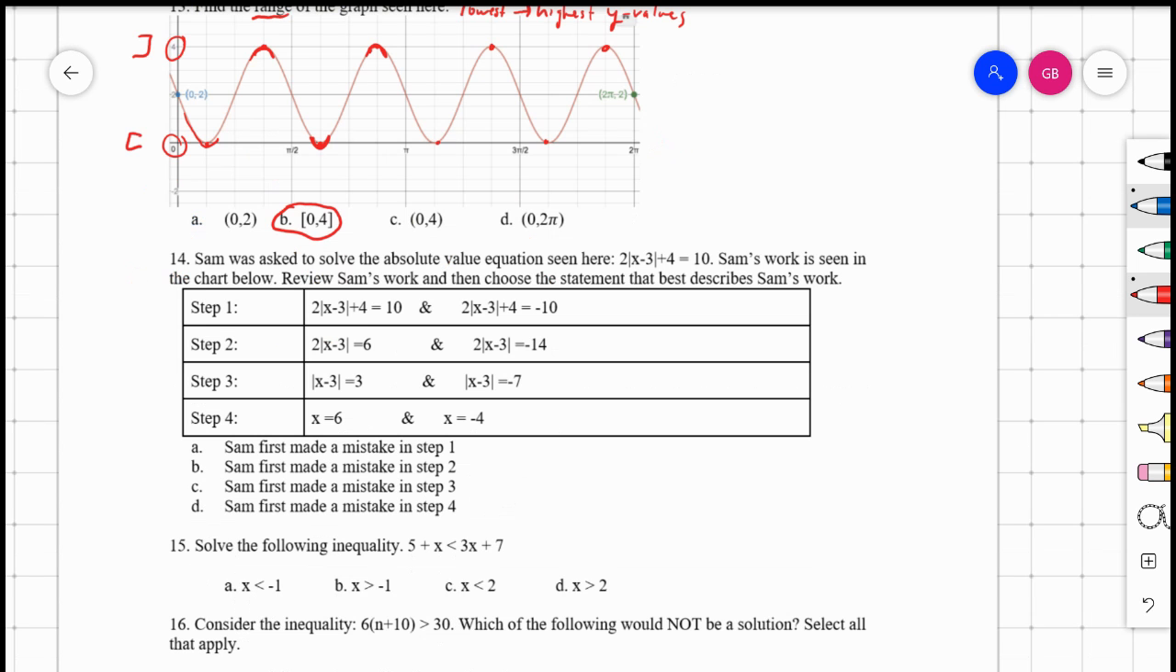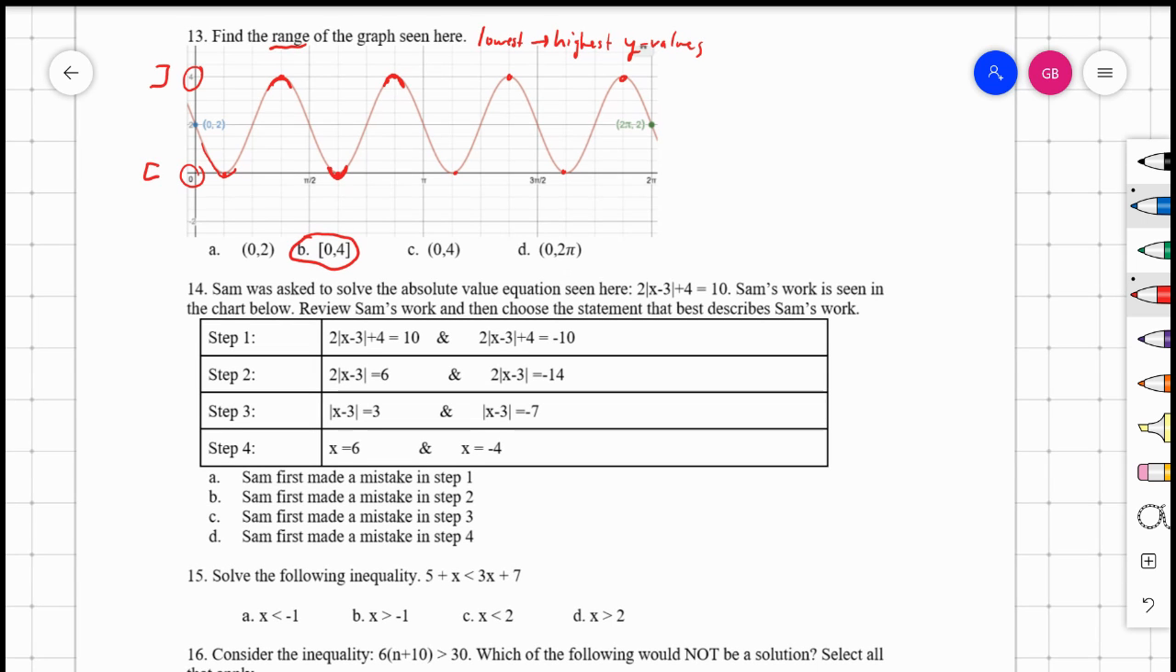14. Sam was asked to solve the absolute value equation seen here: 2 times the absolute value of x minus 3, plus 4, is equal to 10. Sam's work is seen in the chart below. Review Sam's work and then choose the statement that best describes Sam's work.